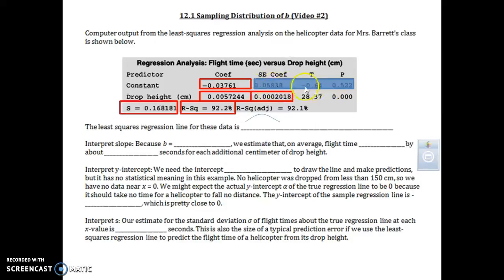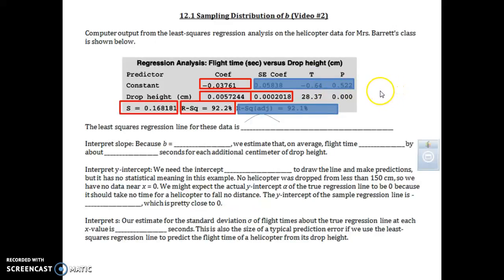I'm blocking all of this out because we really don't use it. This would be used if we were doing inference for the y-intercept, which we are not. We don't ever really use the adjusted R-square, so I'm blocking that as well. These two values here, your t and your p, we will use, but later. So I'm going to talk about those at a later point.